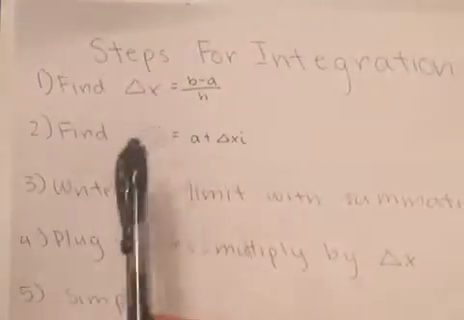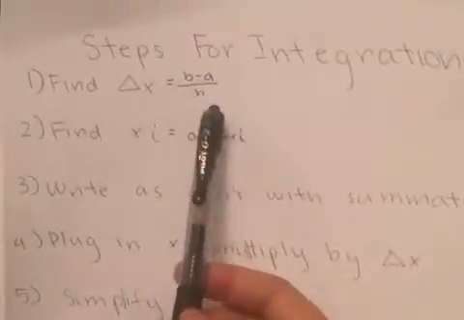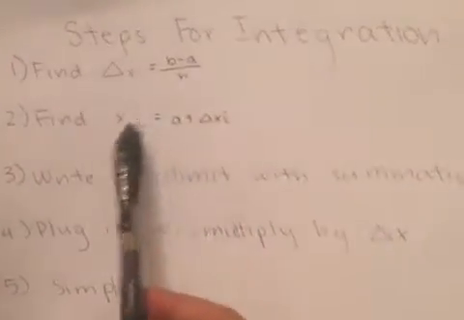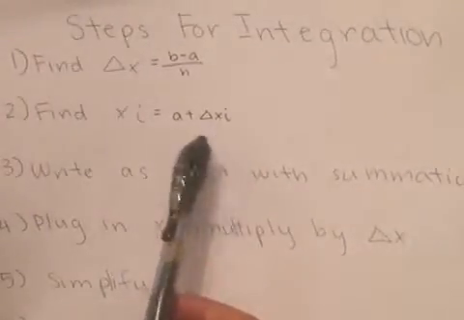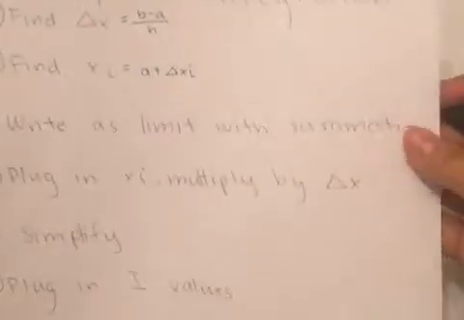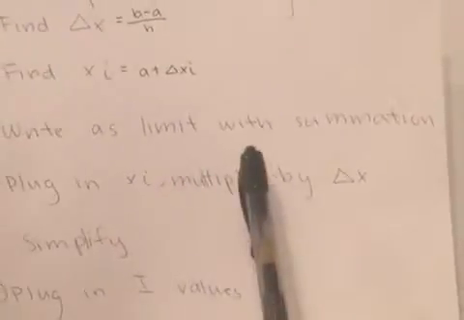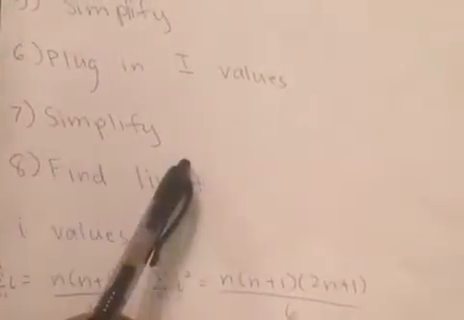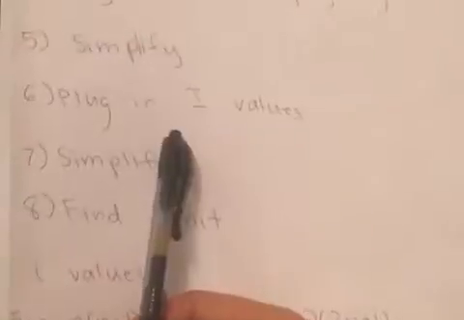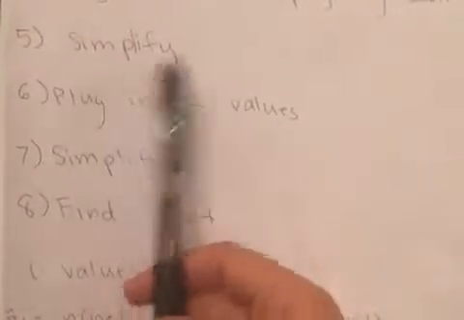The first step is to find delta x, which equals b minus a over n. And then you need to find xi, which equals a plus delta x times i. And then you need to write the whole thing as a limit with a summation. And then you need to plug in xi for every time that there is an x in the equation, and then multiply the whole thing by delta x. And then you just need to keep simplifying until you can't simplify any further, and then start plugging in the i values I will show you in a few moments.